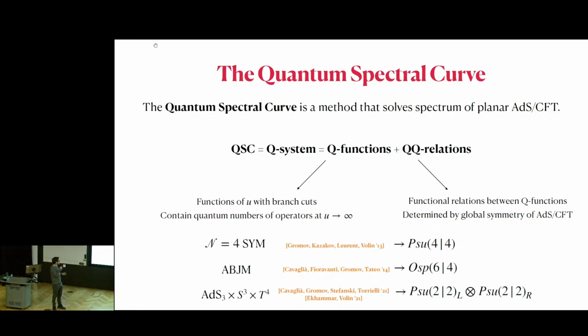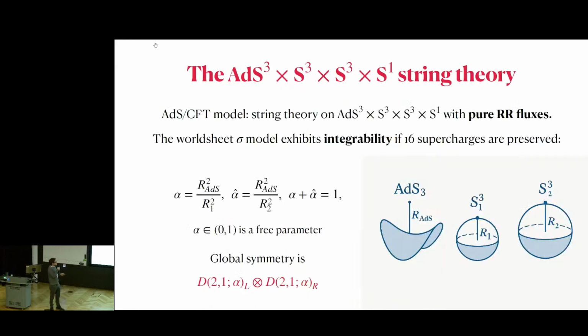These are the quantum spectral curves that are so far known, with the relevant symmetry and the symmetry of the Q system. We see some very familiar faces, such as N = 4, ABJM, and also this AdS₃ × S³ × T⁴ model. But today, I would like to propose a quantum spectral curve for this other AdS₃ model, AdS₃ × S³ × S³ × S¹, with pure Ramond-Ramond fluxes.